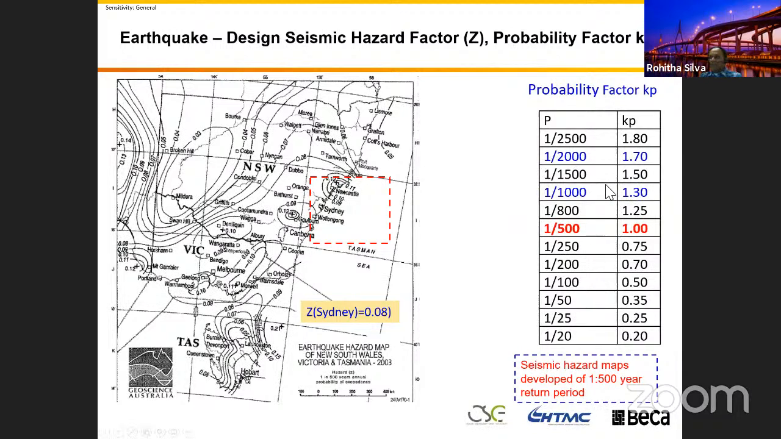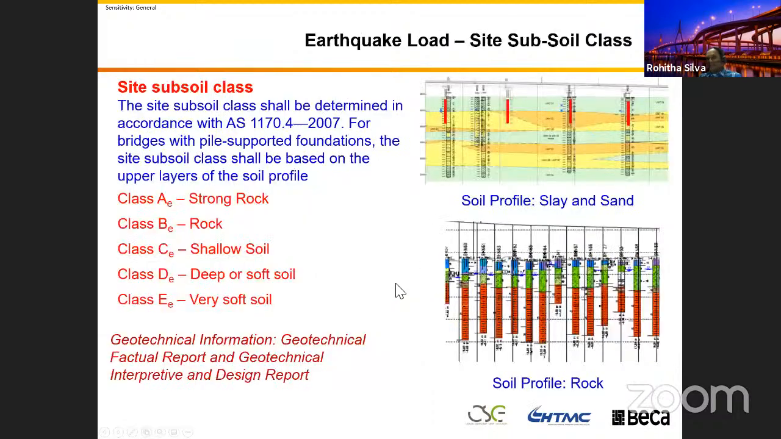So from this we can magnify the hazard factor from the KP, and then we need to understand the ground conditions. Based on the ground condition, this code classifies, because you can have hundreds of thousands of ground conditions when designing a bridge. In one project, you have many different ground conditions, so when you design your bridge for earthquake, it differs from place to place.